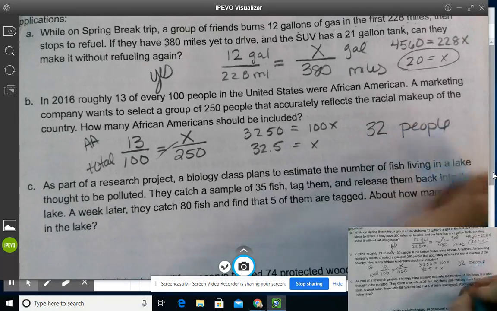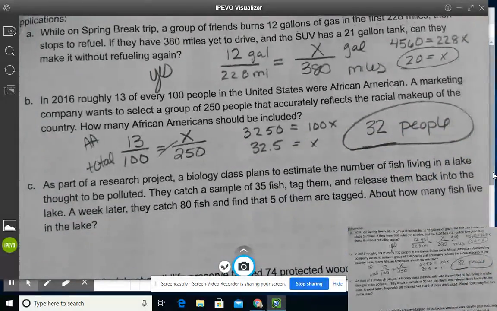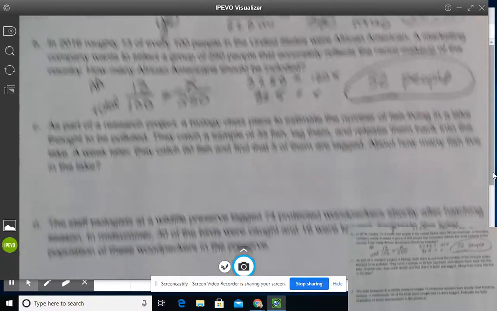If I did 33, it would be too much. So it's better to be just a little below than a little above. Try number C on your own, see if you can set it up right.